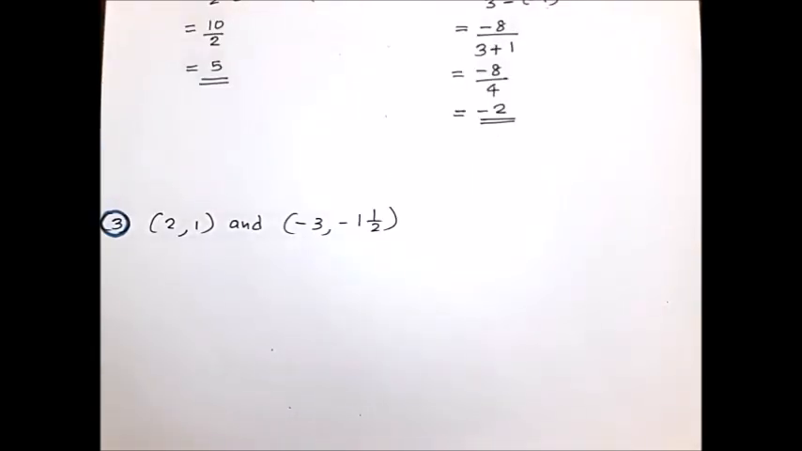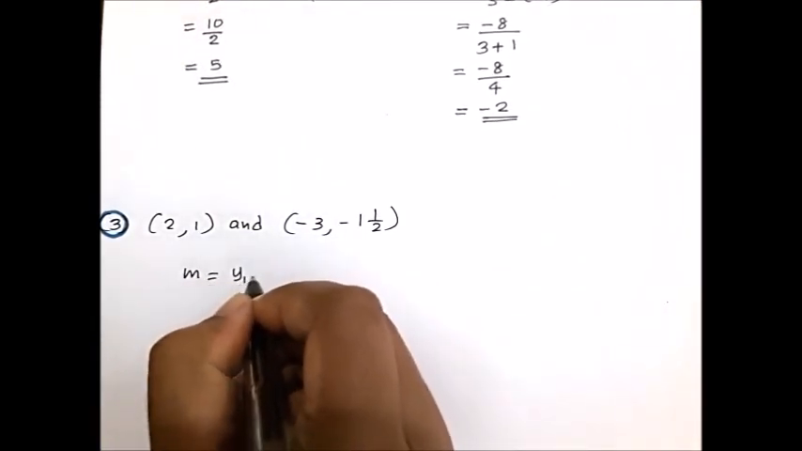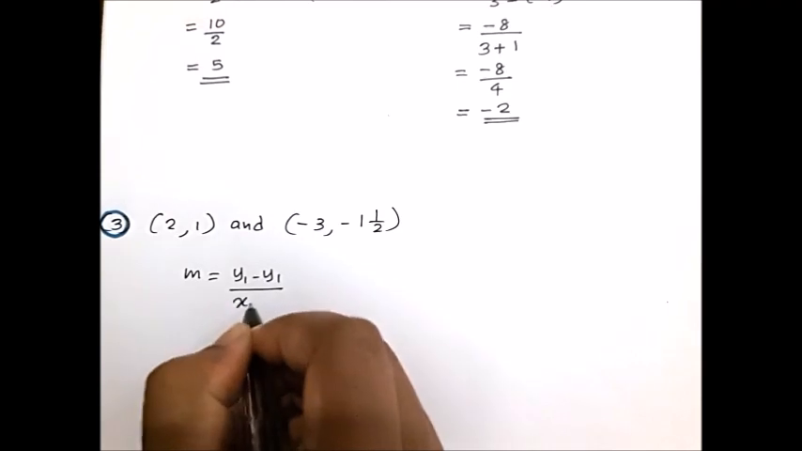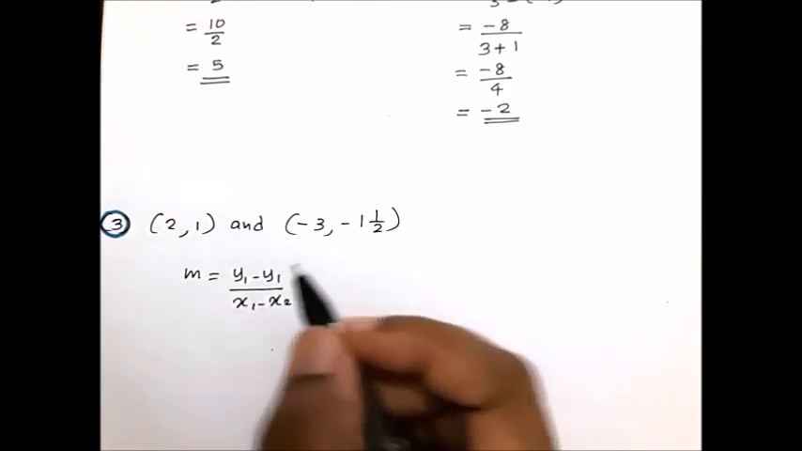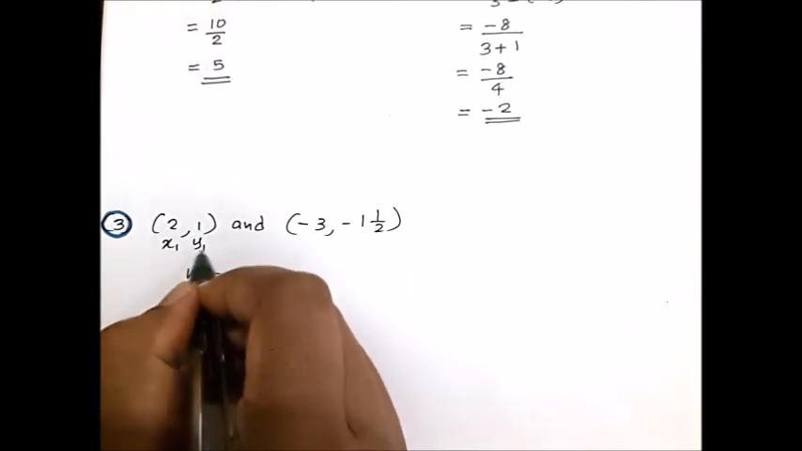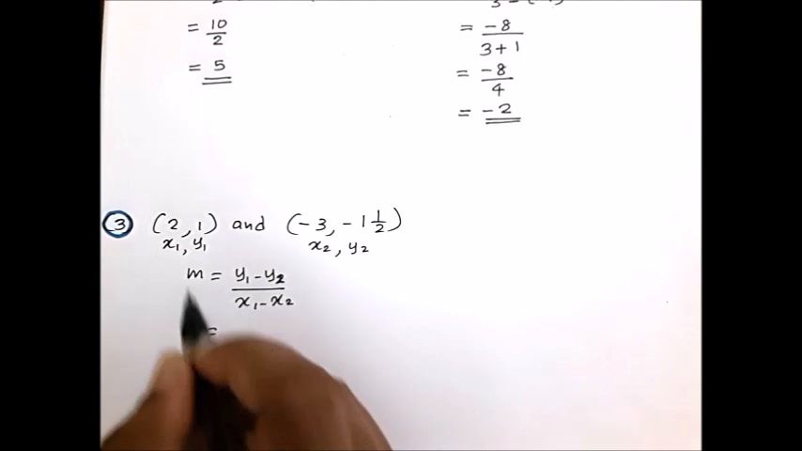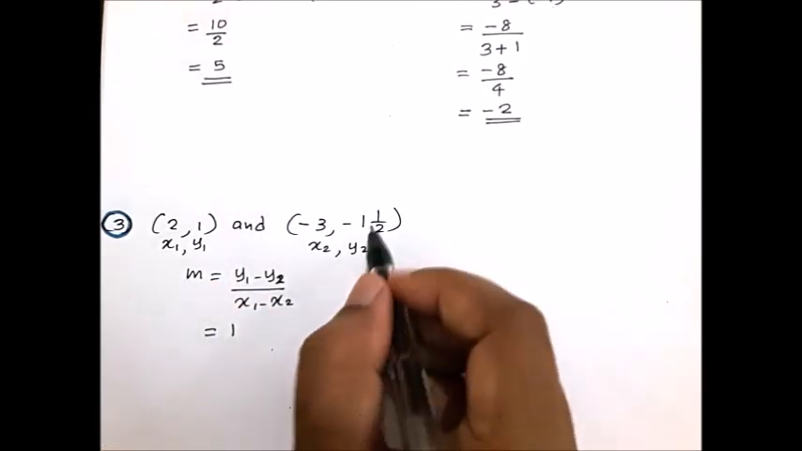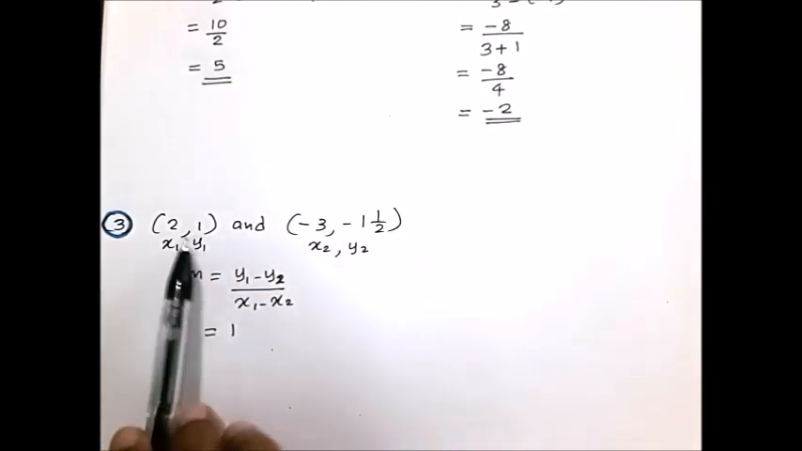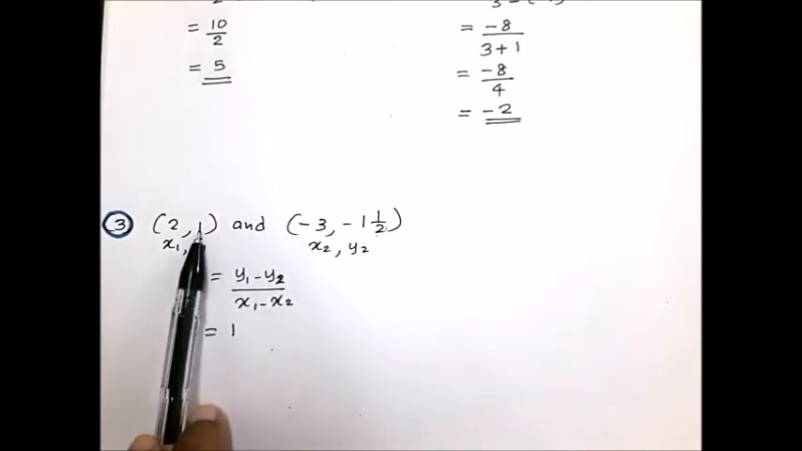Now look at the third example. Gradient is equal to the difference of y coordinates divided by the difference of x coordinates. Take this one as x1, y1. Take this one as x2, y2. y1 is 1, y2 is minus 1 and a half. Subtract minus 1 and a half from 1.